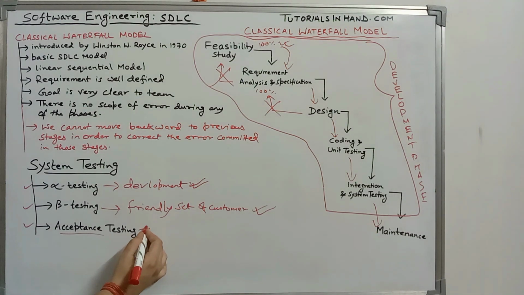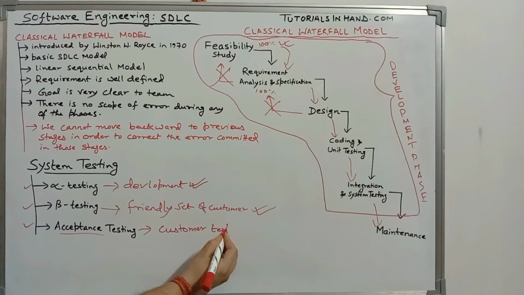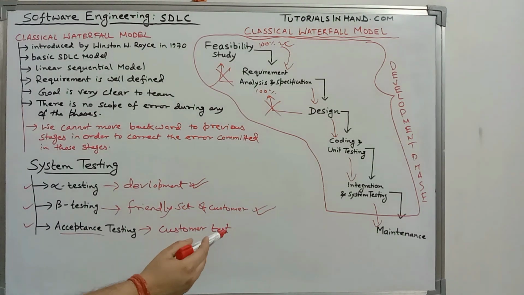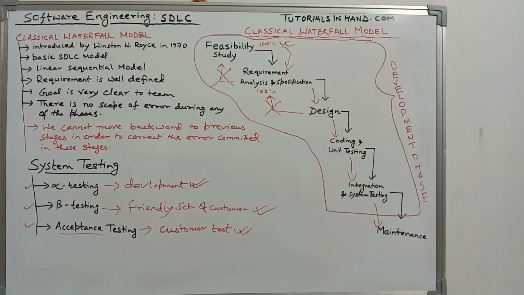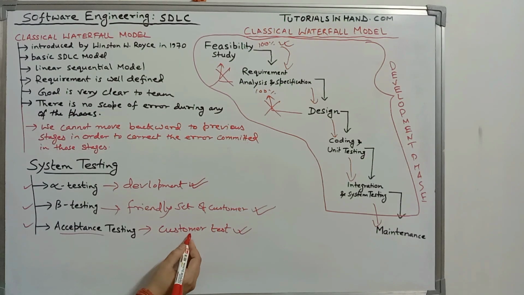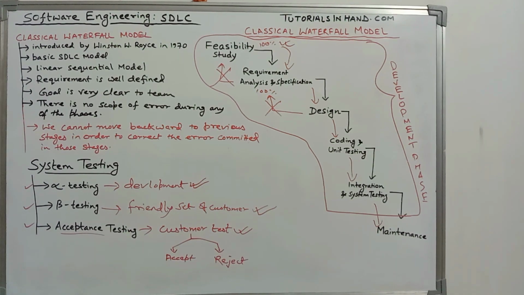And in acceptance testing, who tests? In this acceptance testing, the customer will test themselves. Means the customer who has requested you to develop this product will test it themselves and find out whether your developed application is working as per their expectation. And here they have the option to accept your software product or to reject it. So this is how system testing is performed in the SDLC waterfall model.